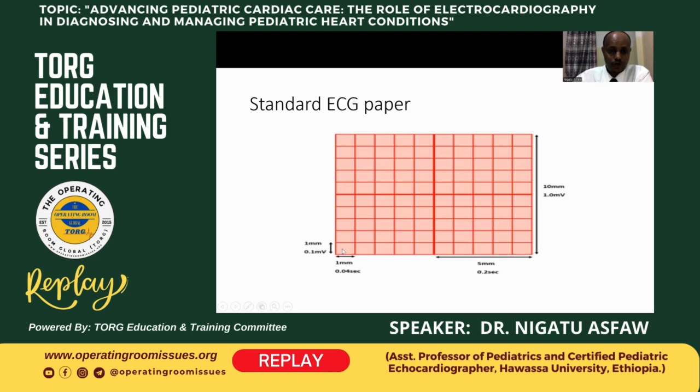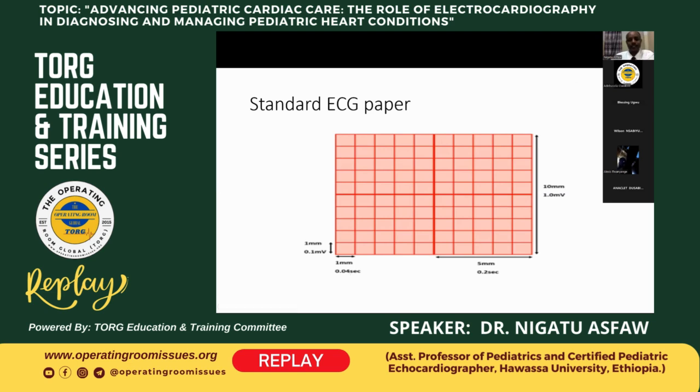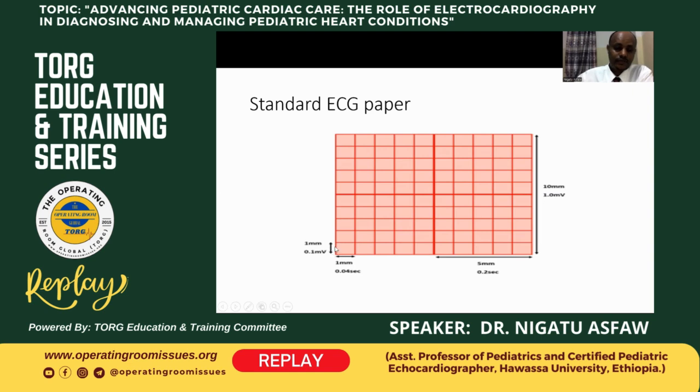So the small box is 1 millimeter by 1 millimeter square, and the horizontal axis, the x-axis, records the time. So it is 0.04 second, that means 40 milliseconds, if the ECG paper speed is 25 millimeters per second, and the voltage in standard ECG is recorded as 10 millimeters equal to 1 millivolt. So 1 millimeter will be 0.1 millivolt in standard calibration.